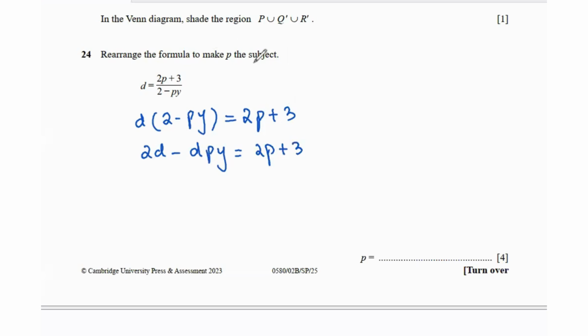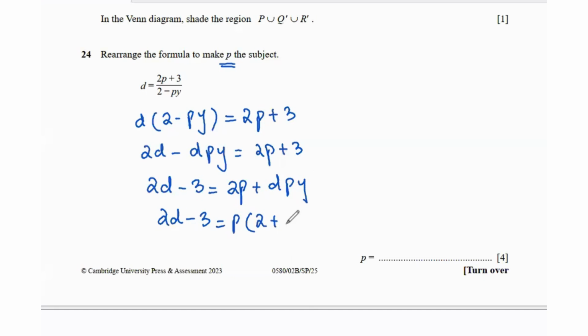Collect the P's on one side because you want to make P the subject. So it's going to be 2D minus 3 equals 2P plus DPY. Then I'm going to take P common over here. So P bracket 2 plus DY. So 2D minus 3 over 2 plus DY equals P.